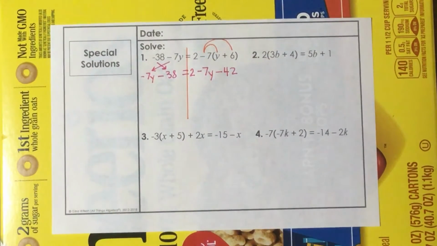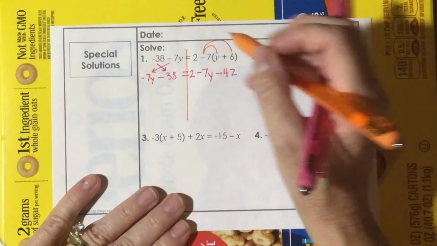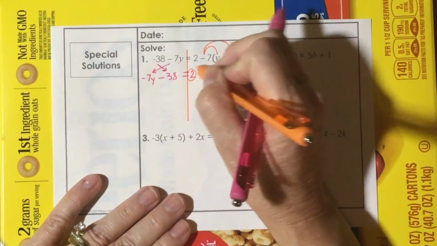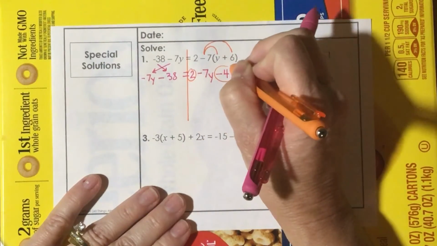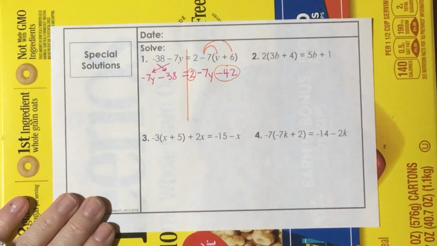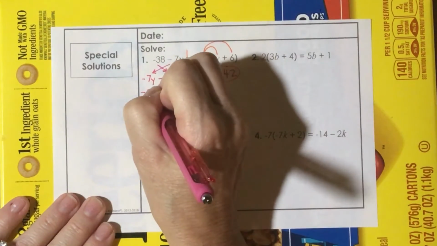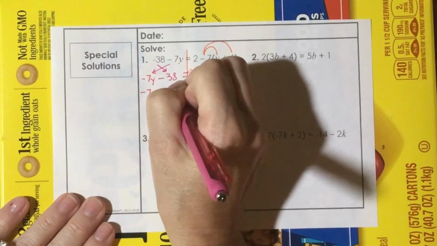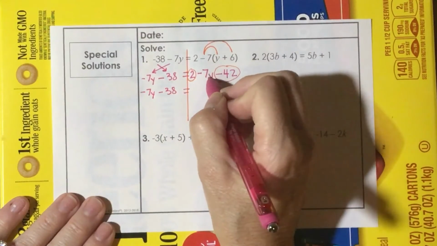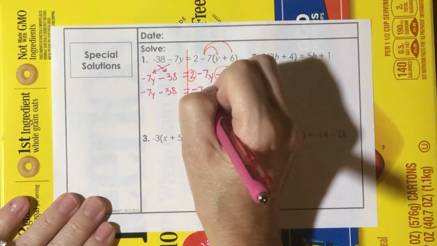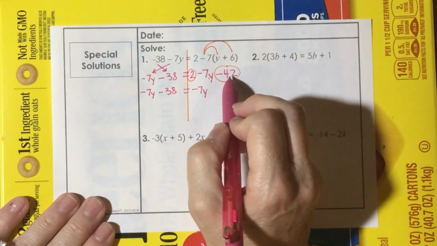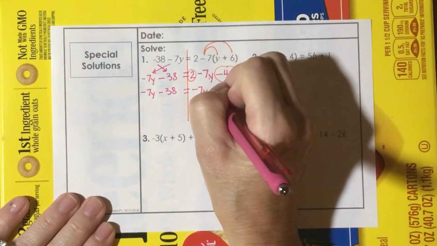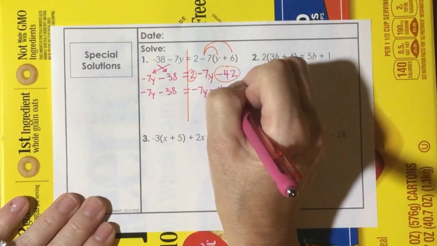Not quite done simplifying this side because I see that I have two like terms here. Neither of them have a variable. So we're going to write -7y minus 38 equals, and I'm going to put my variable first, so -7y, and then I have more negatives than positives, and that would be 40 more negatives.